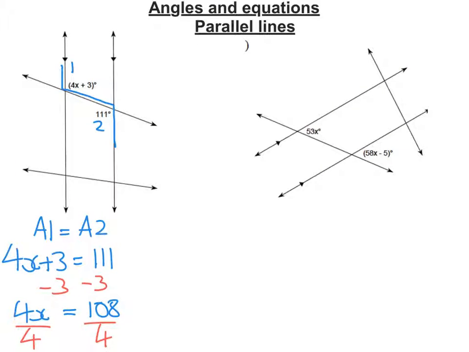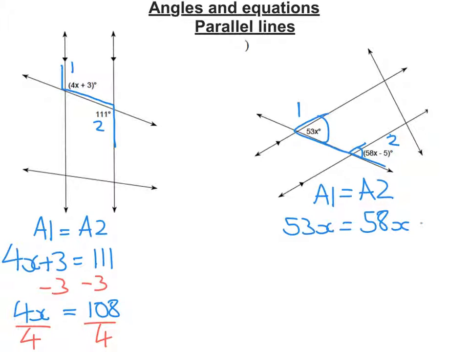Let's look at this second example. Well, this time we haven't got a Z, but we've got an F. So 53x and 58x minus 5 are corresponding angles. So again, let's label them. Let's label this one 1, this one 2. So we can say angle 1 is equal to angle 2. And angle 1 is 53x, so let's put that in, 53x. And angle 2 is 58x minus 5.